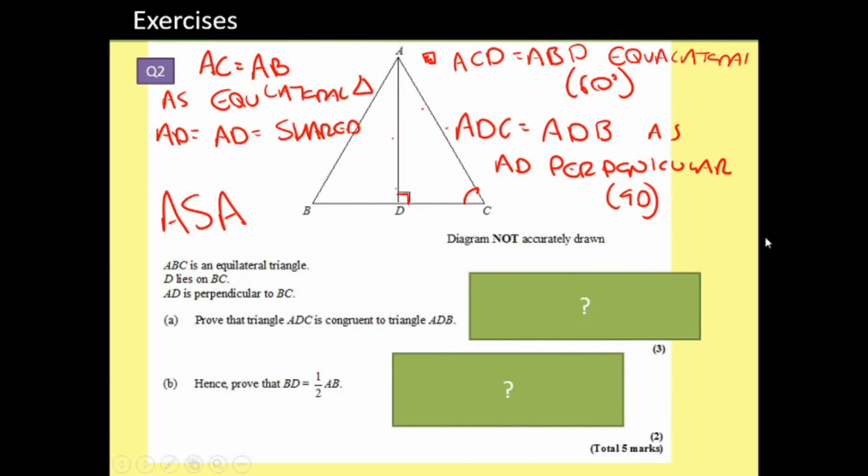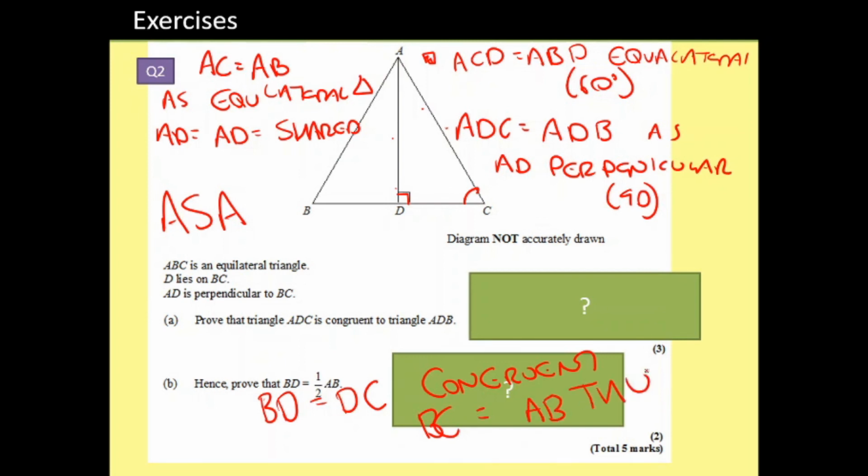Now, hence prove that BD is half of AB. Now we know that BD has got to equal DC, and the reason is because it's congruent, as we proved previously. And because it's an equilateral triangle, I know that BC must equal AB. So I'm going to put thus BD must be half of AB.